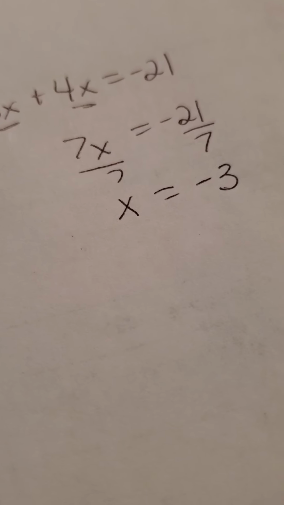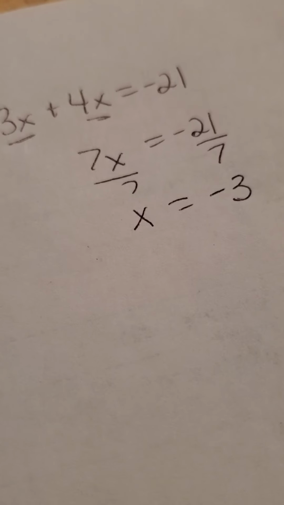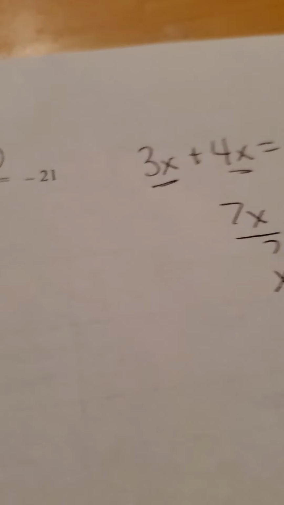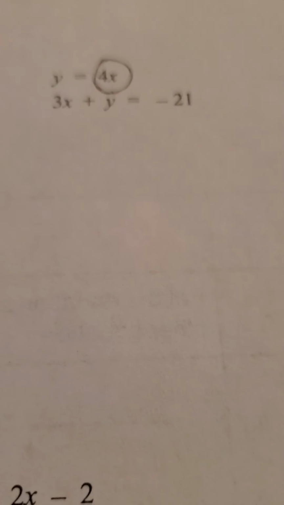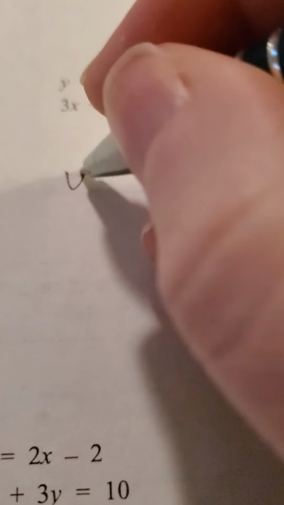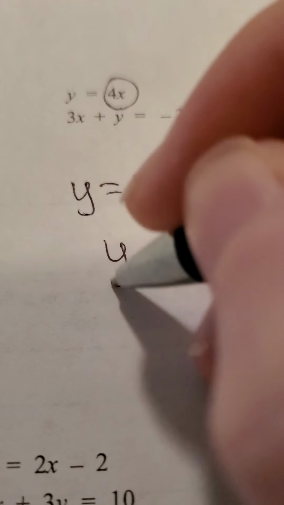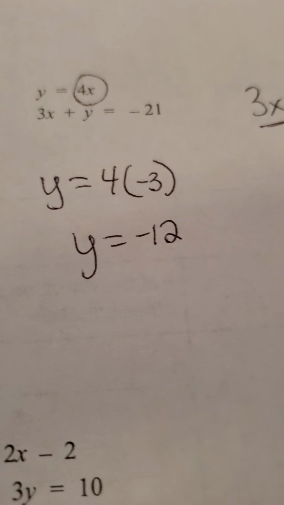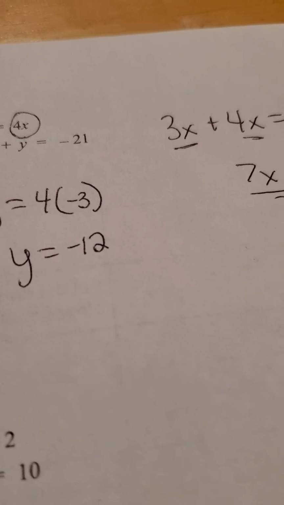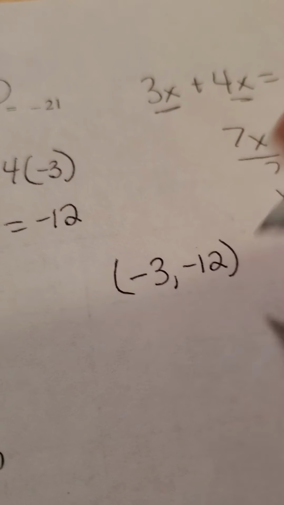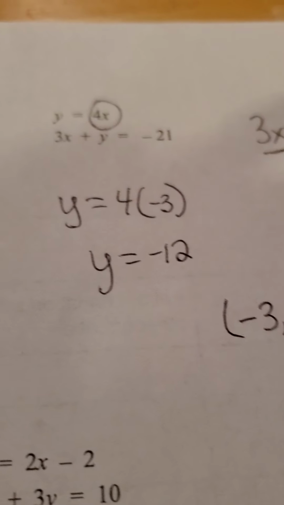Now remember, I'm not done. I have to plug that negative 3 into that equation, or into that expression that I circled. So I got y equals 4 times a negative 3, or y equals negative 12. So whenever I write this as an ordered pair, it's going to be negative 3, negative 12, because the x part comes first. And then I can check.